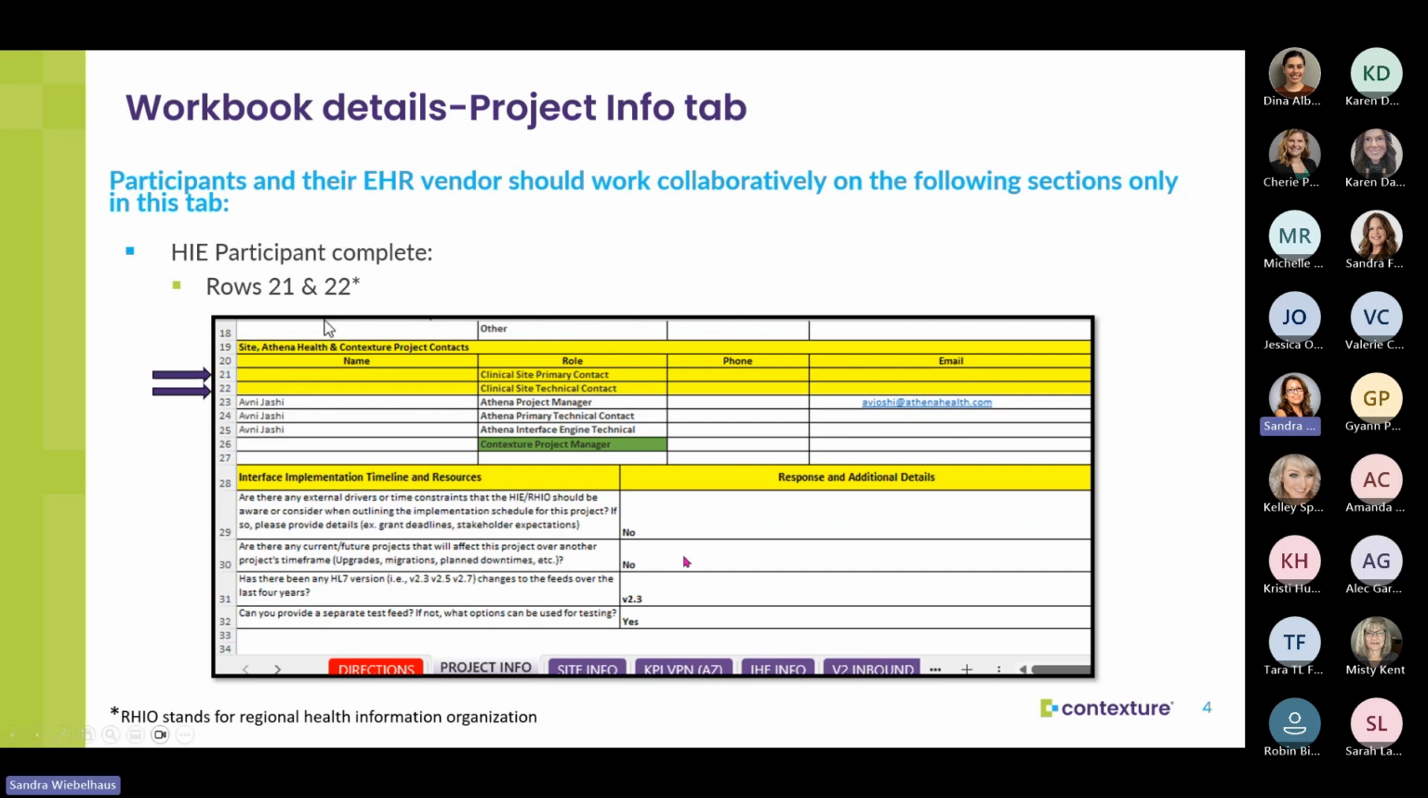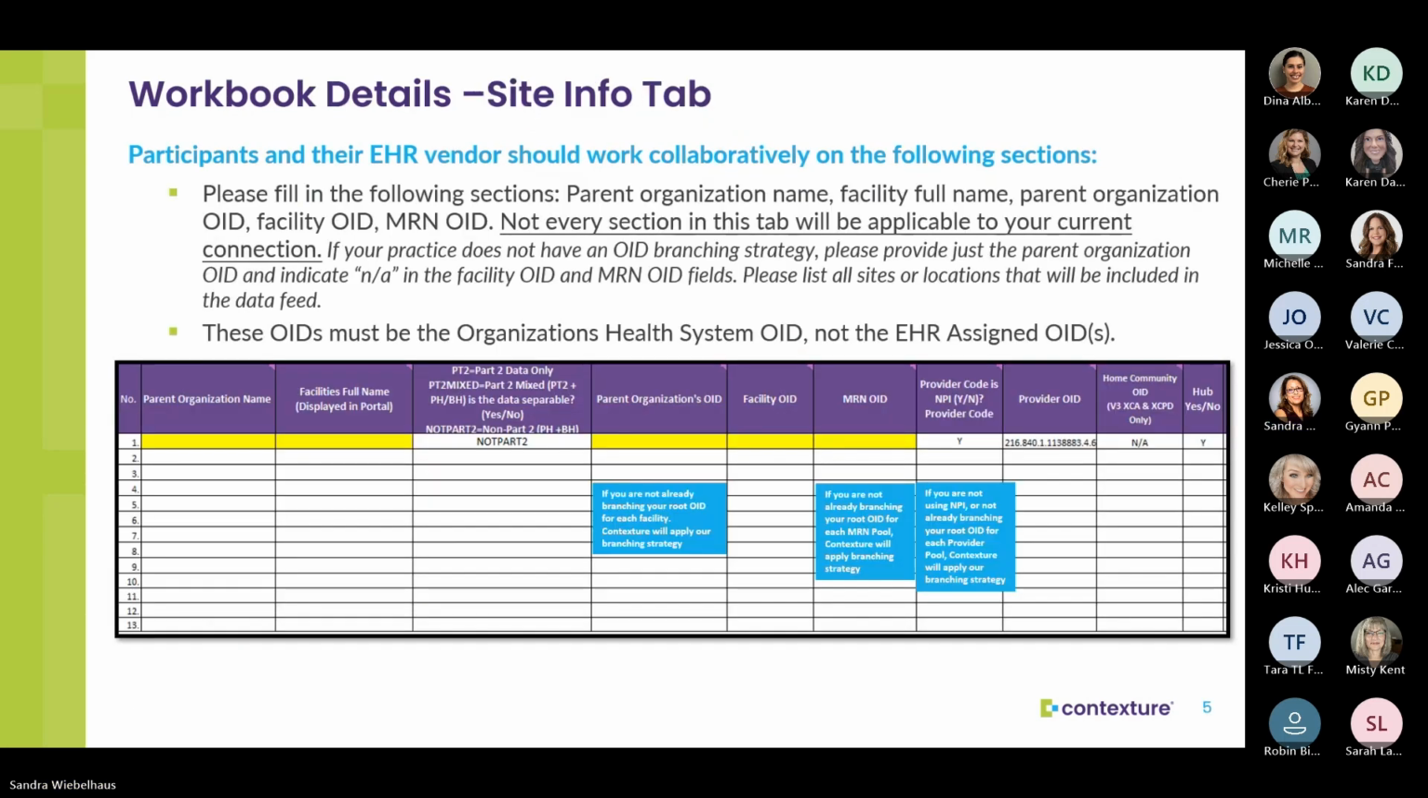Don't worry about what's down here because that's already been pre-populated. The other tab you're going to have to worry about filling out is going to be the site info tab. This is where you're going to put your organizational name. If you have a parent organization, that's going to go here in that very first column.